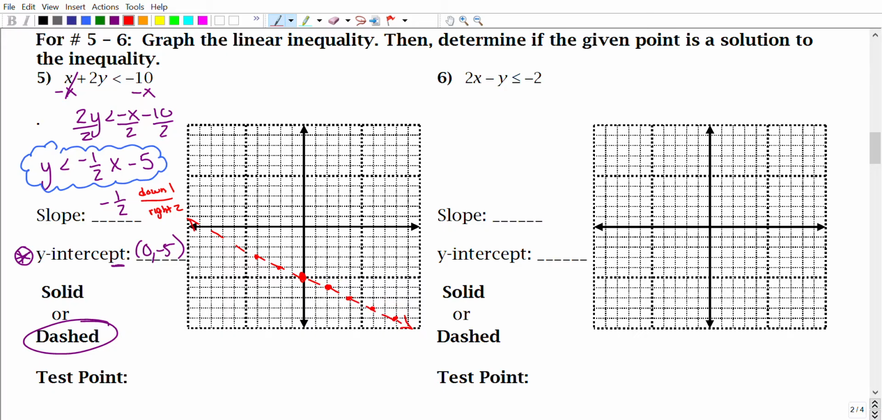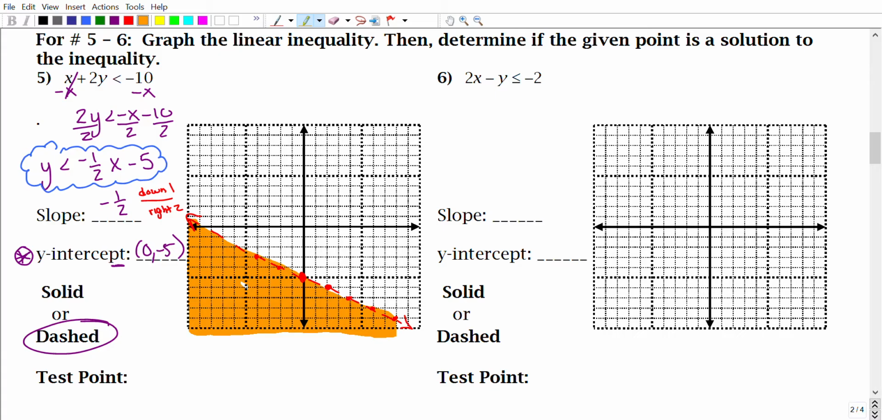Okay, don't forget your arrows at the end. So I have my dash line. Last thing I need to figure out is, am I going to shade above or below? Well, this is y is less than, so when I think of less than, I know I have to shade below that red line, which would be all of that right there.